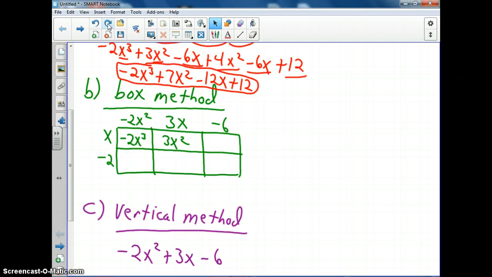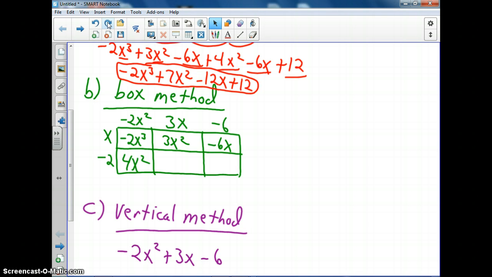There it is. What's x times -6? -6x. That's what you're going to see. Here it goes. Showing up. -6x. Okay, what's -2 times -2x squared? 4x squared. That's what you're going to see. 4x squared. Here it is. There it is. 4x squared.